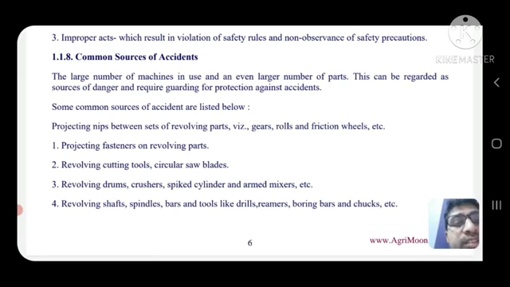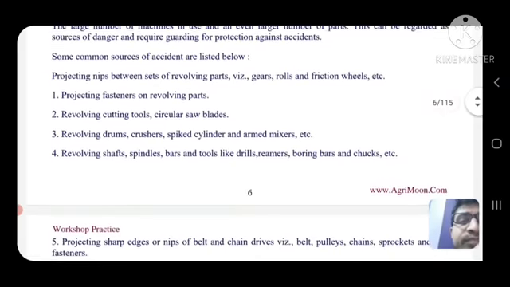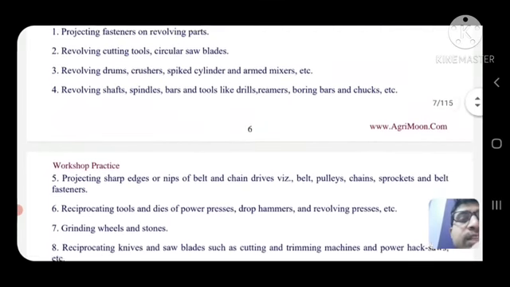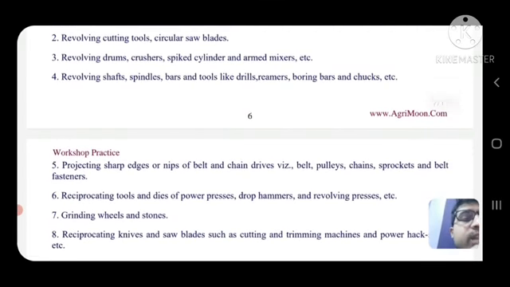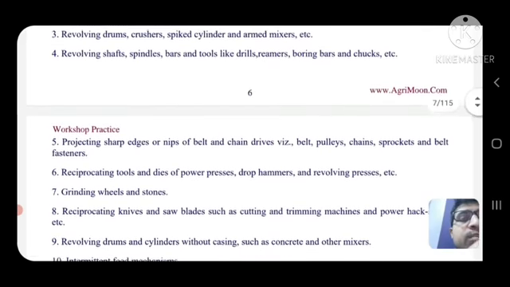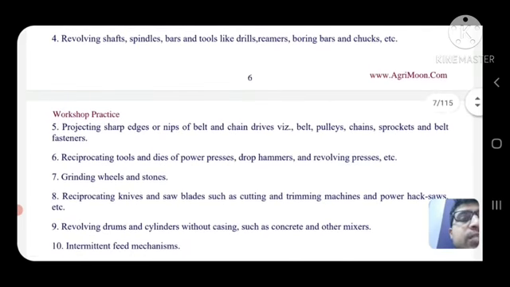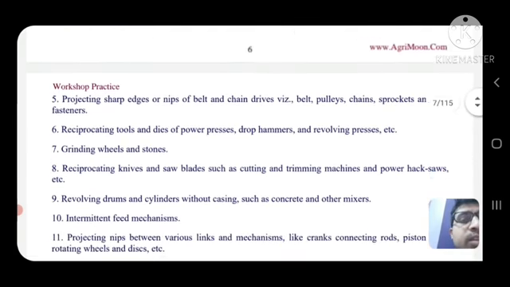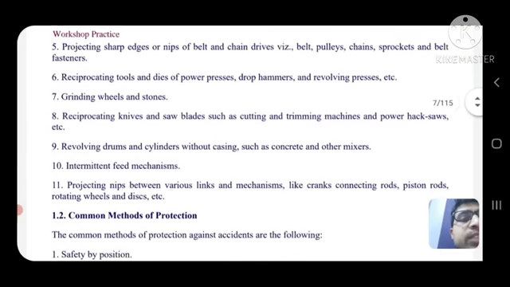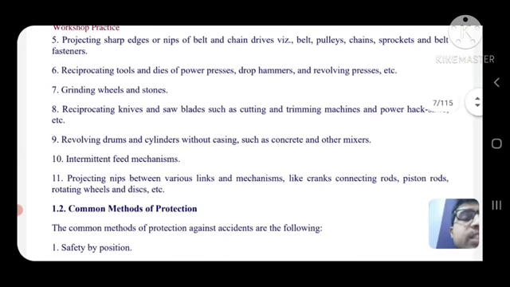Projecting fastener on revolving parts, revolving cutting tools, circular saw blades, revolving drum, crusher, spike, cylinder, and armed mixer, revolving shaft, spindle, bars, and tools like drill, reamers, boring bar, and chucks. Projecting sharp edges on nip of belt and chain drives, that is belt, pulley, chain, sprocket, and belt fastener.